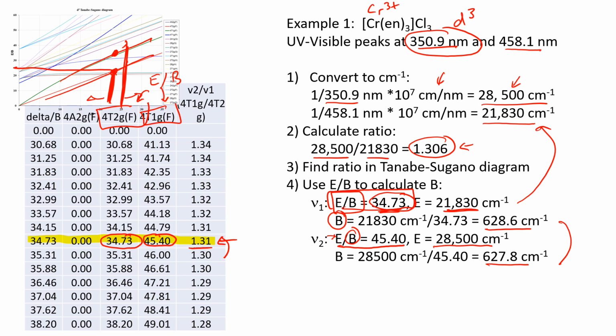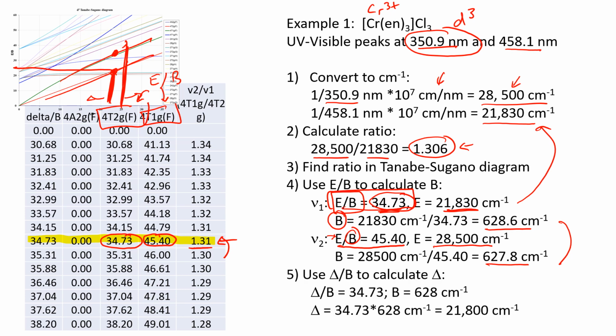So now that we know B, we only have one more piece to solve, and that uses this last column, delta over B. That's our x-axis position. That's reading down in our Tanabe-Sugano diagram. So delta over B for our transitions is 34.73. We just solved for B. Again, I dropped that sig fig there to represent that we don't know that much. And just to solve for delta, delta is 34.73 times B. B is 628. We get this number. That's our answer. That's our octahedral field in this case.